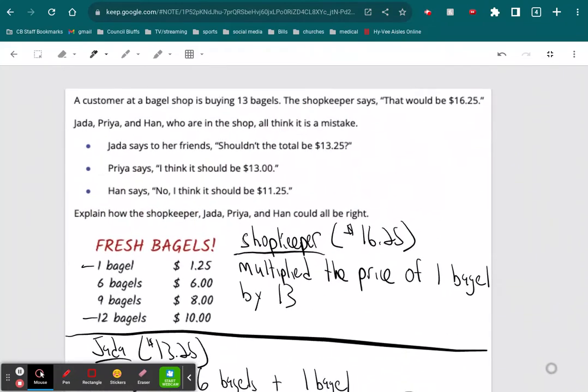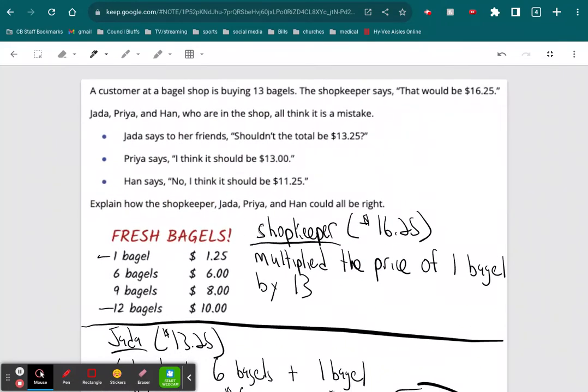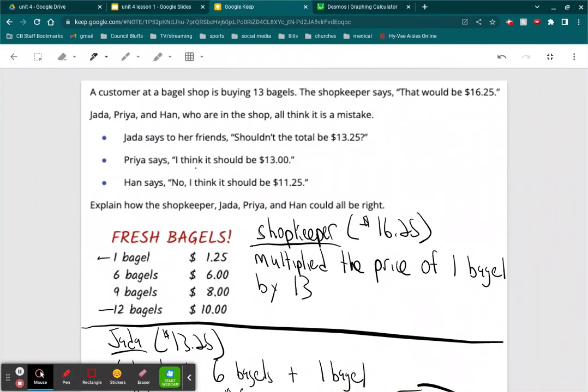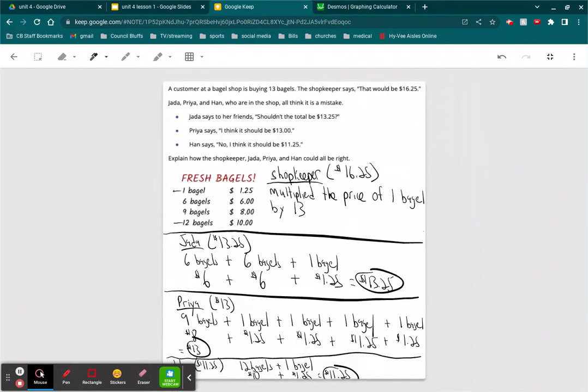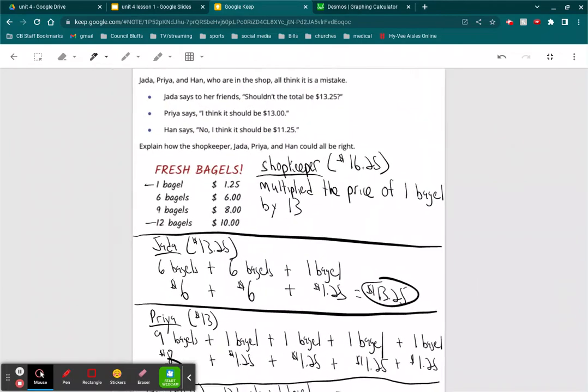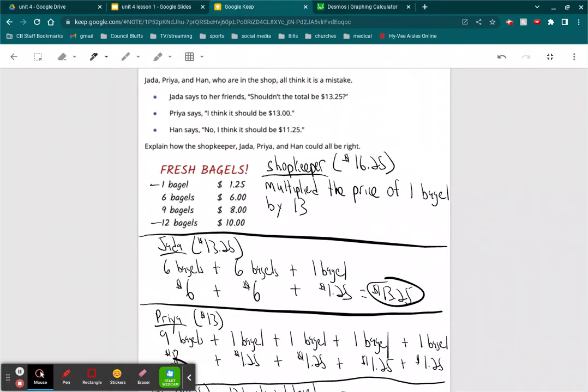So we can see, based on all 4 totals, the shopkeeper, then Jada, then Priya, then Han, that it's possible to get all 4 totals: $16.25, $13.25, $13, and $11.25, okay? So that is your warm-up for today's lesson.